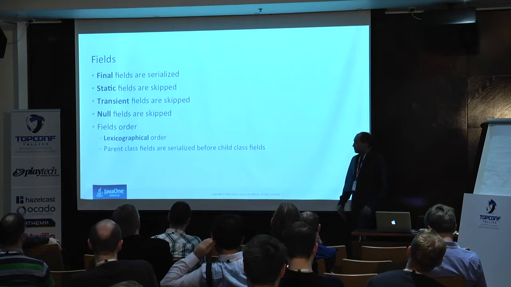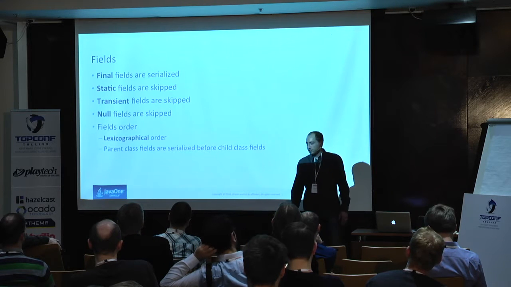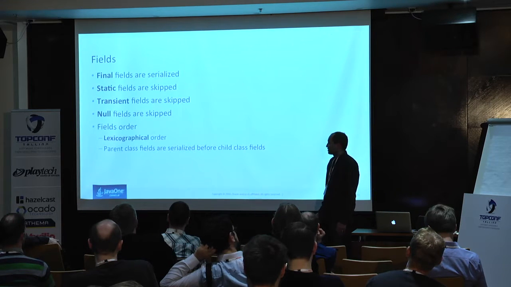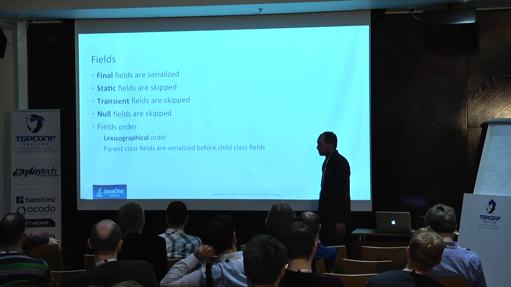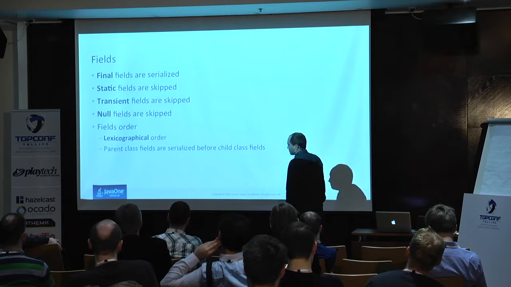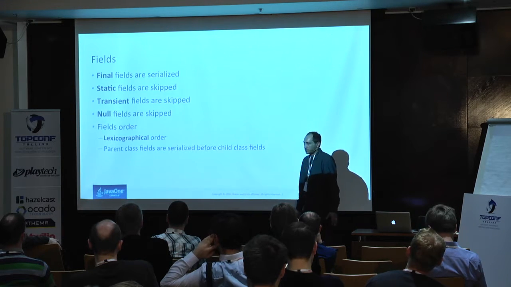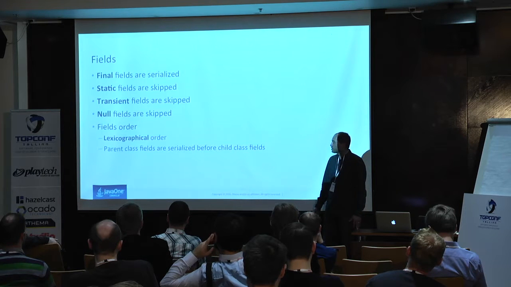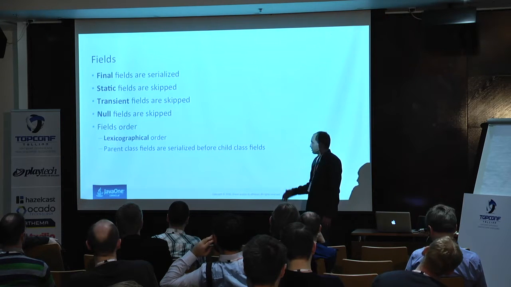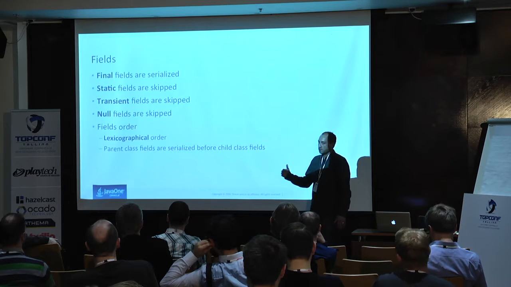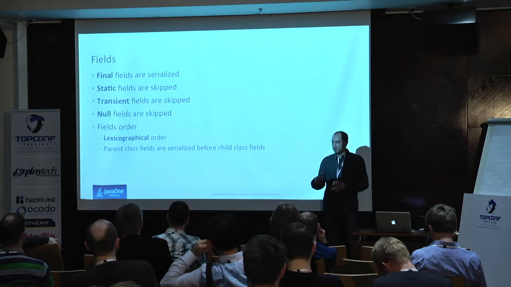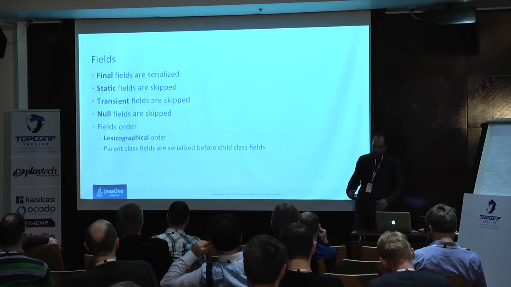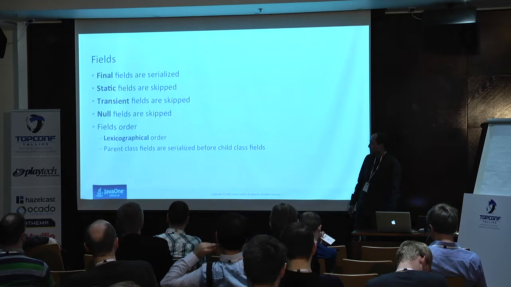Fields, by default, final fields are serialized; static, transient, and null fields are skipped. So no notion of them in the final JSON document. Fields are ordered lexicographically, again, can be changed. And parent class fields are serialized before child class fields. So if there is inheritance, the parent appears first, and the child appears next.